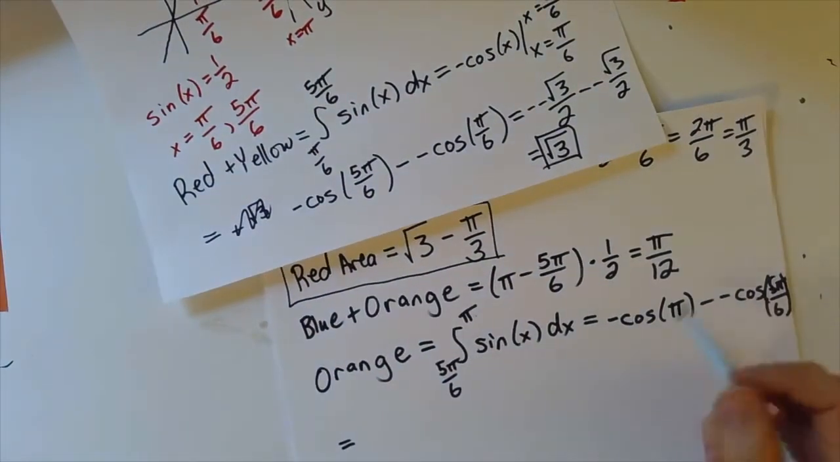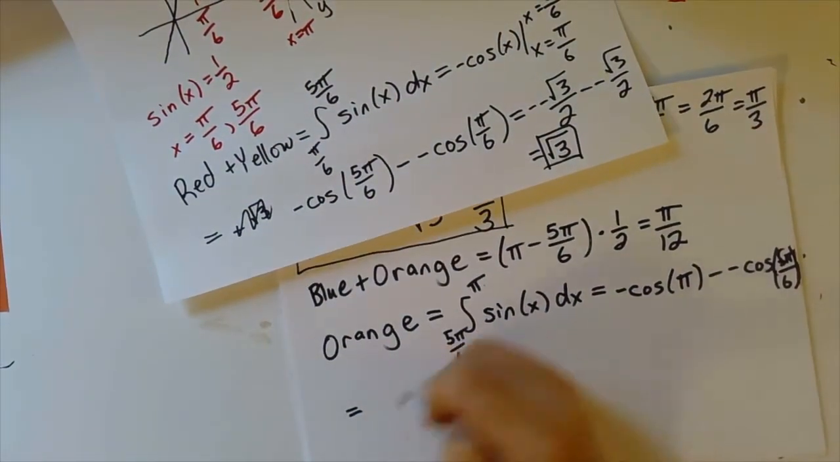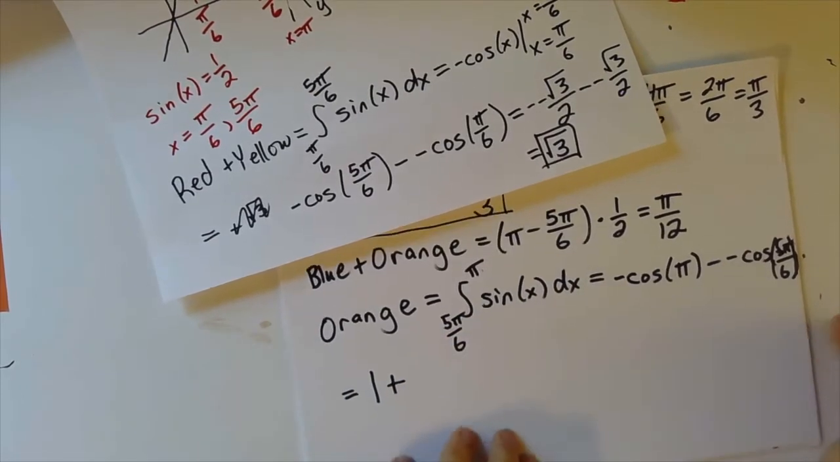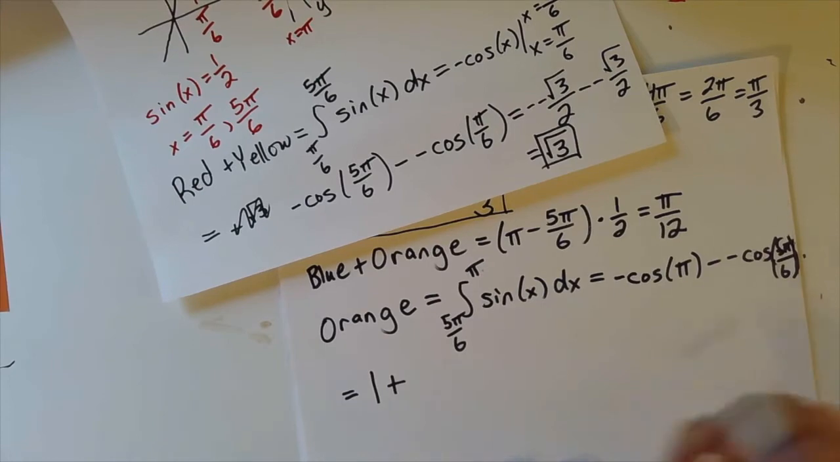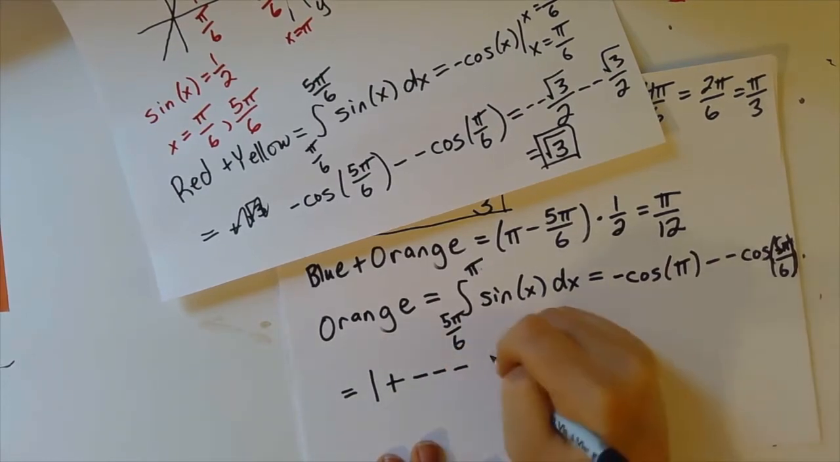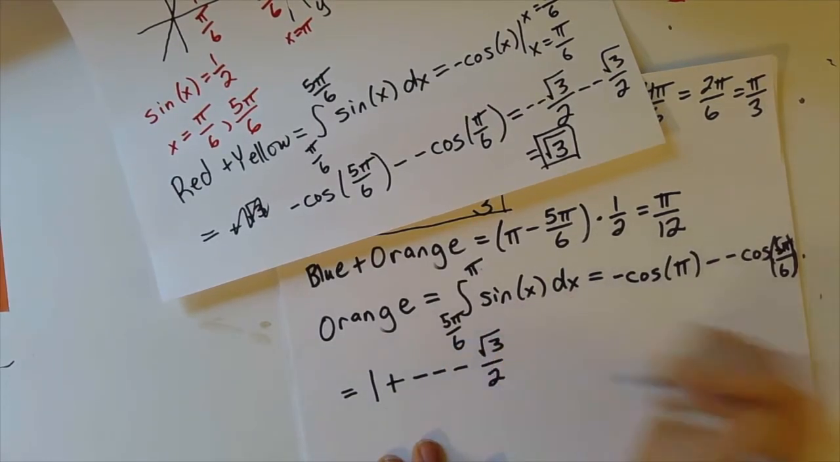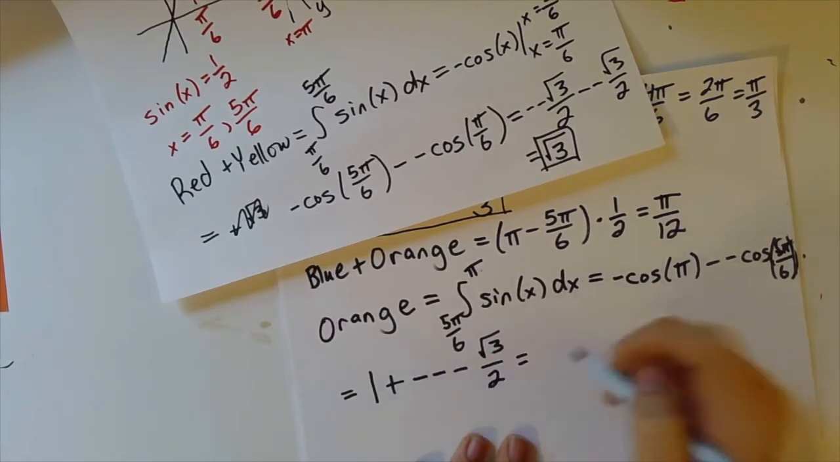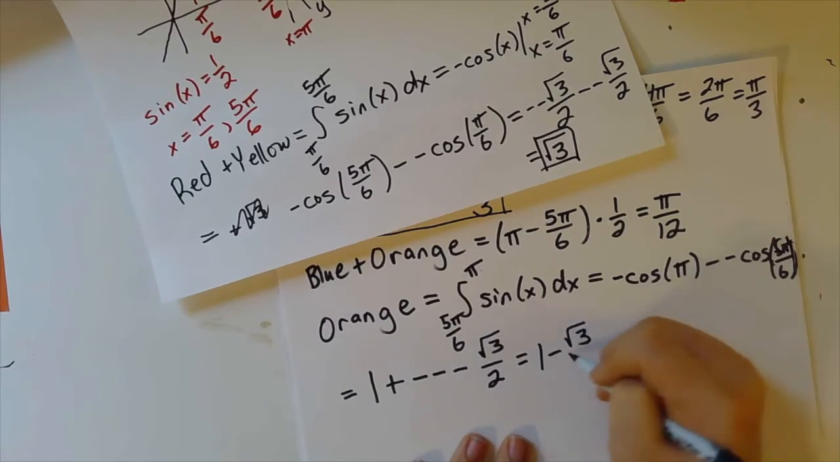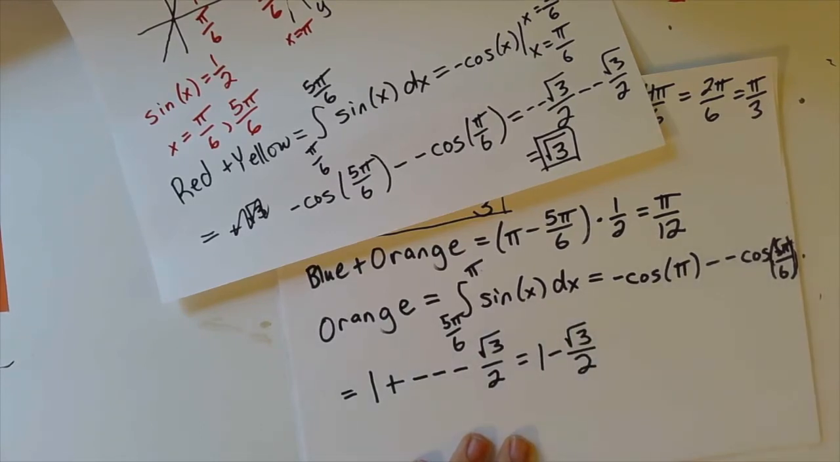Okay, so minus cosine of pi, that's minus 1, so that's plus 1. Plus, now the cosine of 5 pi over 6. And the cosine of 5 pi over 6 is minus root 3 over 2. So this is minus a minus minus root 3 over 2. So that is 3 consecutive minus signs, which is the same as 1 minus sign. So this is 1 minus the square root of 3 over 2. That is the orange area.